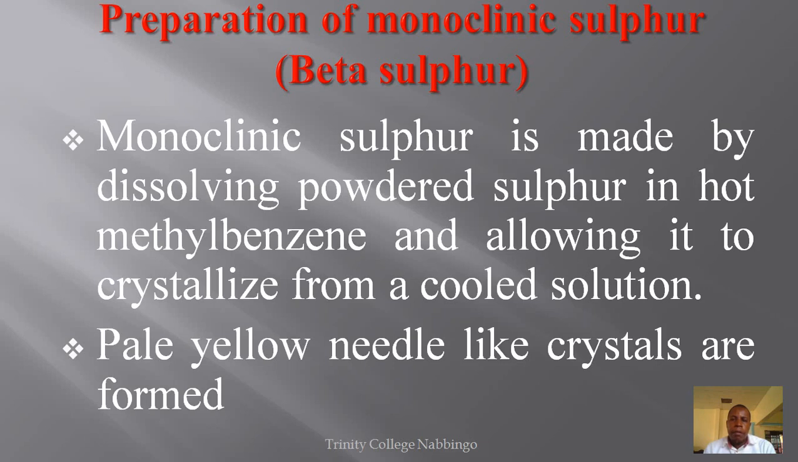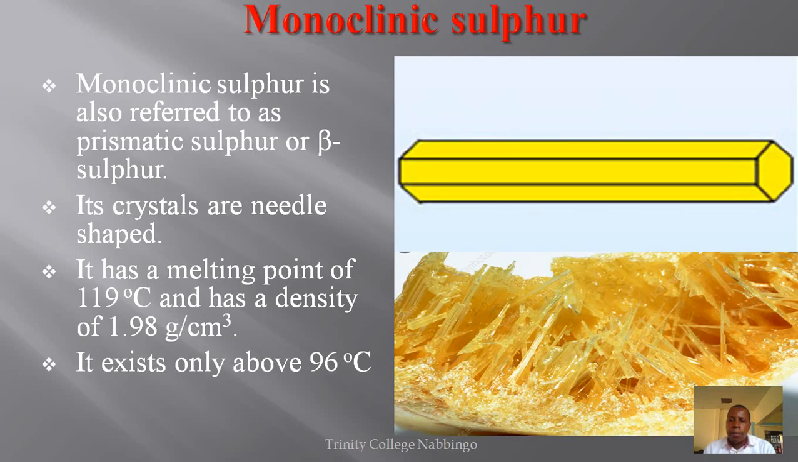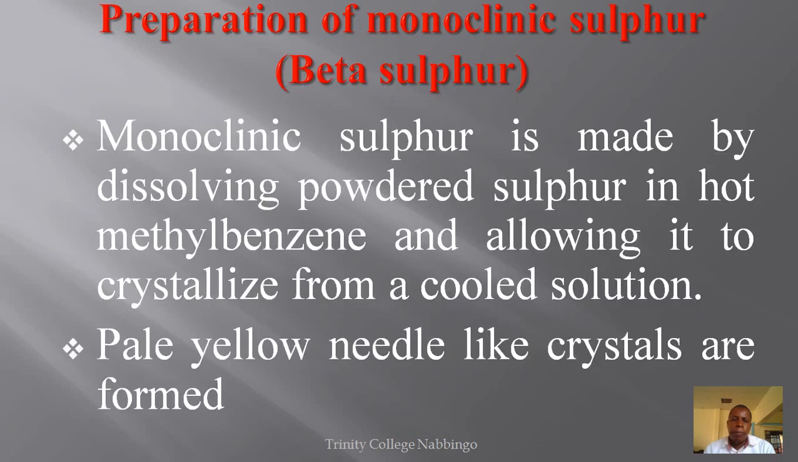Monoclinic is made by dissolving powdered sulfur, this time around not in carbon disulfide, but rather in what we call methyl benzene. However, the methyl benzene has to be hot. This reaction should not be carried out in the open because methyl benzene is poisonous. So when the two are mixed and then allowed to cool, pale yellow needle-like crystals end up forming. These ones are of monoclinic sulfur, like you can see in this picture here.